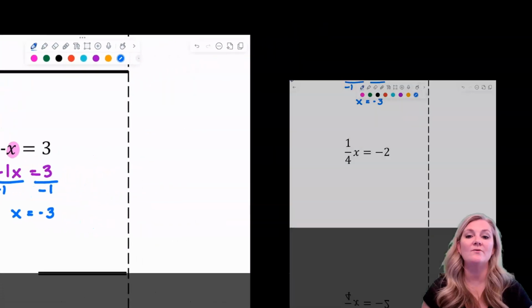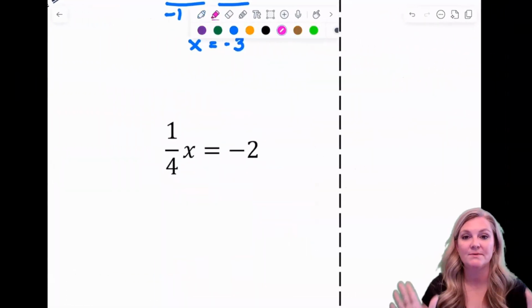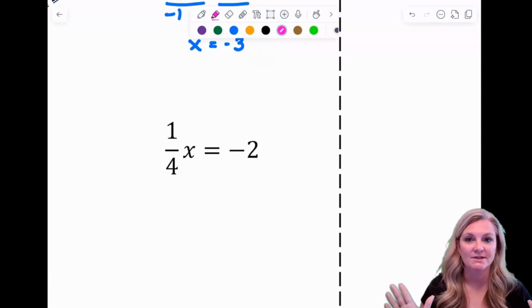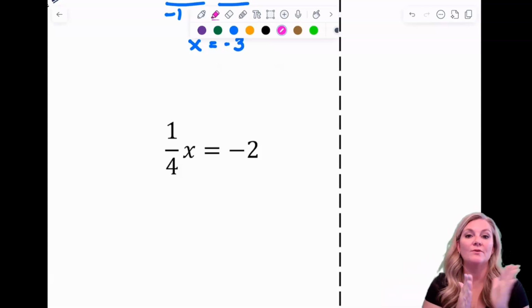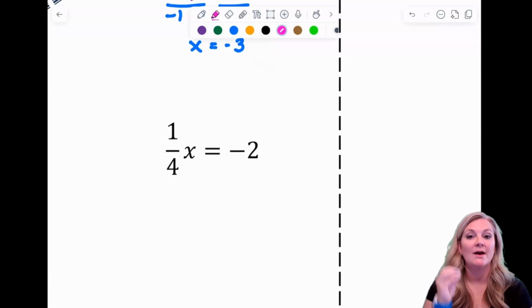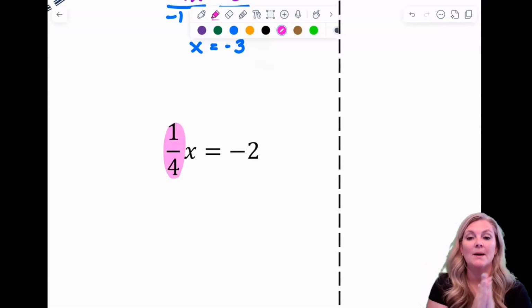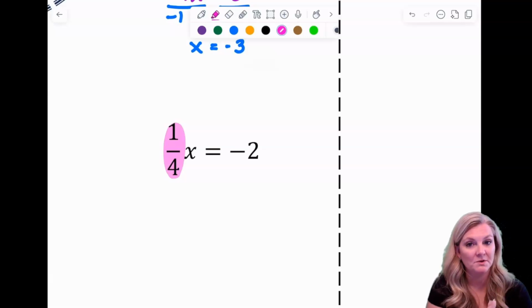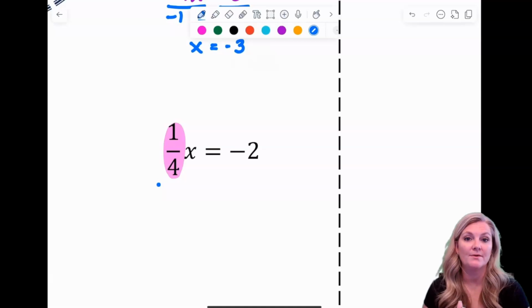Right here, I have 1/4 x equals negative 2. I have a 1/4. We are not going to be afraid of fractions. Not in this class. There is nothing wrong with fractions, okay? It's just division. So what is that 1/4 currently doing to that x? That 1/4, since it's next to each other like that, currently means that it's being multiplied to x. So how do you undo multiplication? You divide. So I'm going to divide both sides by 1/4.